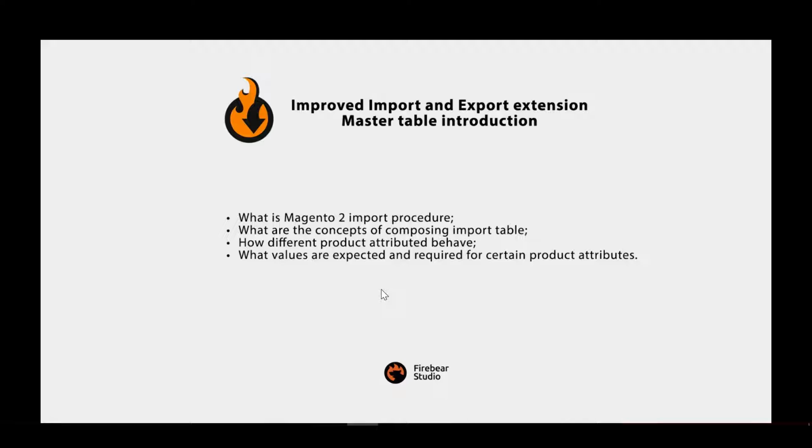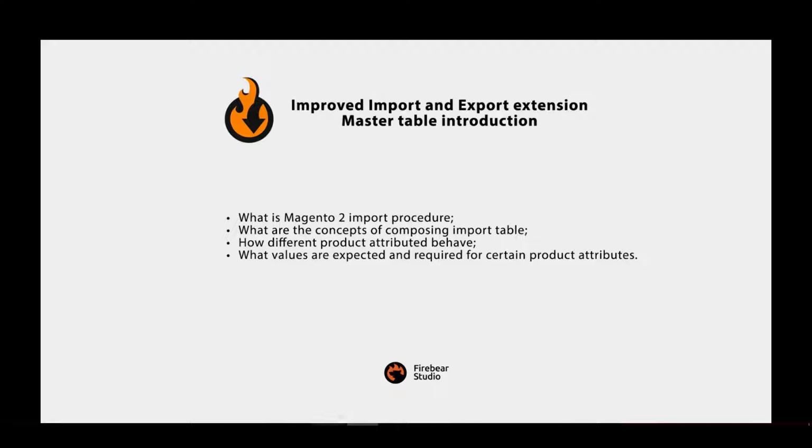The master table has been created to lower the entry level to the Magento import process and help Magento 2 newcomers and experienced store owners to understand what the Magento 2 import procedure is. What are the concepts of composing an import table? How do different product attributes behave? And most importantly, what values are expected and required for certain products?